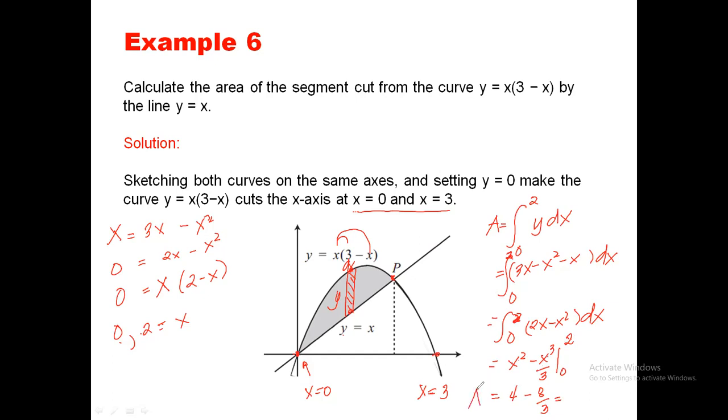So can you give me the answer for our area here? 4 minus 8 over 3. That would be 4/3, or 1 1/3 square units. So this is the area of this region. Now, before I go to the next slide, do you have any question as to what we have done here? We are determining this area here, the gray area, in this solution that is presented to you.